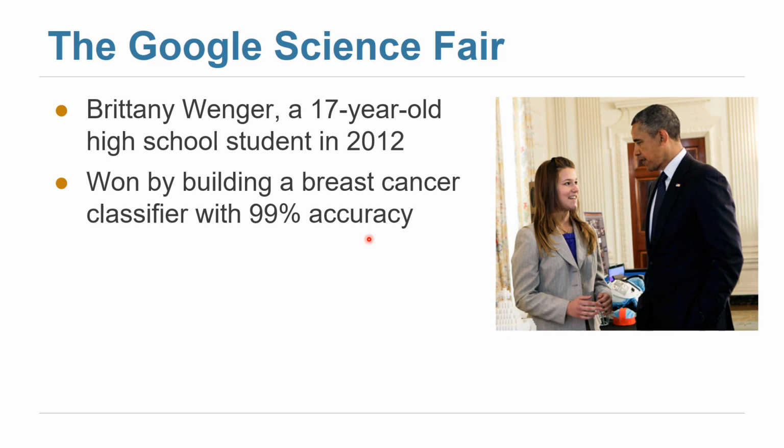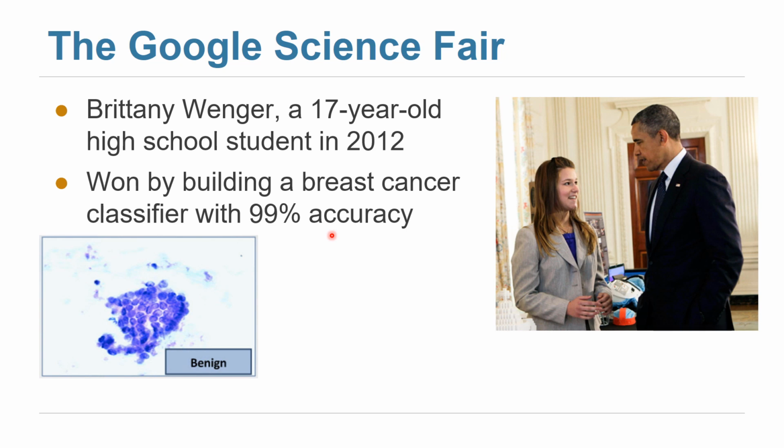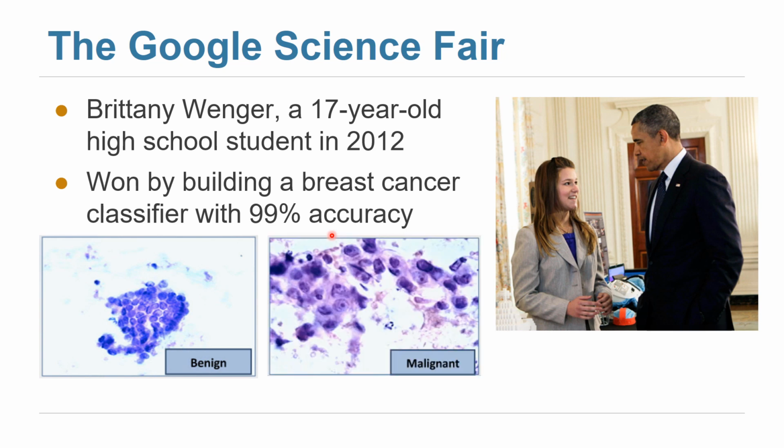The student, who was in high school at the time, managed to build a classifier with 99% accuracy, which means that for 100 cases, she got 99 of them correct. So the classifier makes 99% of its decisions correctly. That's what we mean by 99% accuracy. Here's an example of a benign cancer, and here's an example of malignant cancer, and with this very high accuracy she was able to distinguish between the two from all of the different testing examples that were used in the science fair.